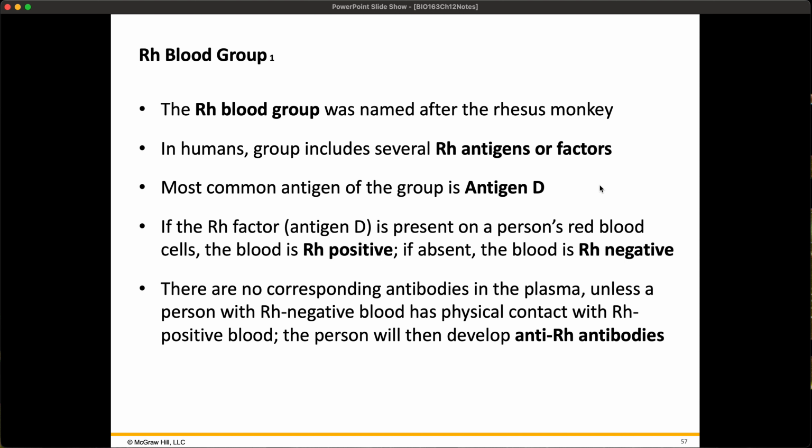So we've got A antigens, B antigens, and now D antigens. Present, positive; absent, negative. No corresponding antibodies in the plasma, unless it's very specific, so this might sound confusing. Wait until the next slide. So no corresponding antibodies in the plasma, whether you're positive or negative. So if you're born Rh positive or Rh negative, you still won't have any antibodies unless a person with Rh negative blood has physical contact with Rh positive blood. Then the Rh negative person will develop anti-Rh antibodies.